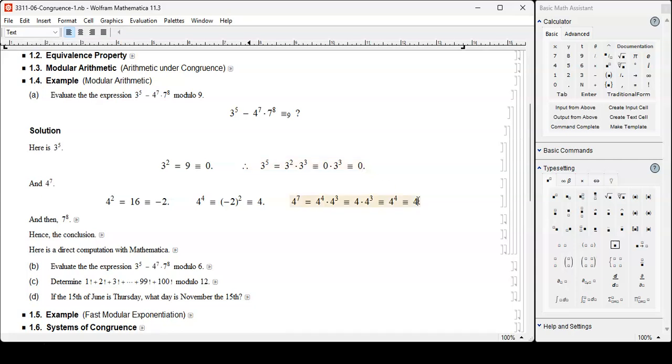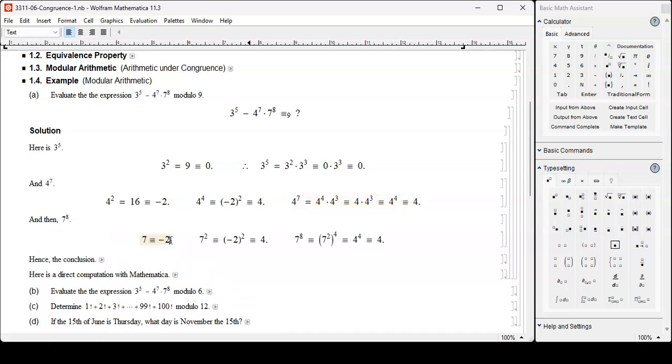Finally, how about 7 to the 8th power? 7 is actually negative 2. 7 is congruent to negative 2 modulo 9. And that's easier because the number part is smaller. So 7 squared is negative 2 squared, so that's 4. So 8th power is 7 squared to the 4th power. 4 to the 4th power, going back to 4.